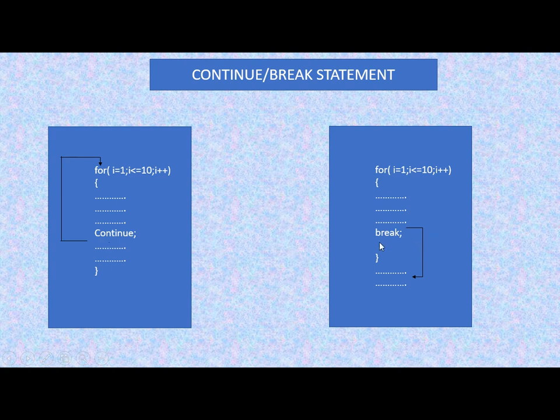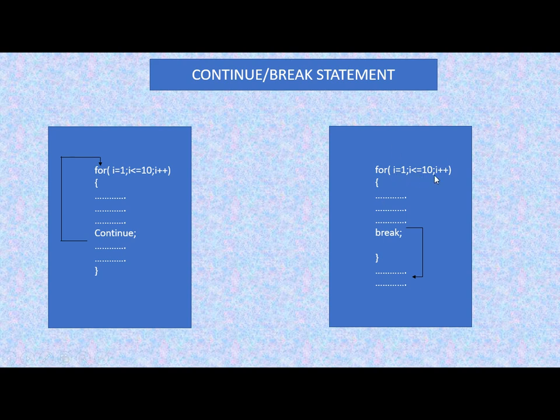Now let's come to the break statement. Here also you can see that the structure is almost the same: it has a for loop, and after the for loop we have some statements. Now what will happen when this program is executed? Initially the value of I will be 1. Then as soon as the program control encounters break, what will happen?